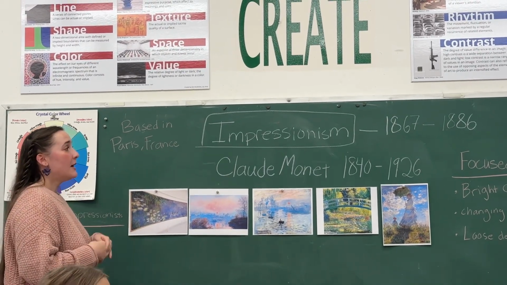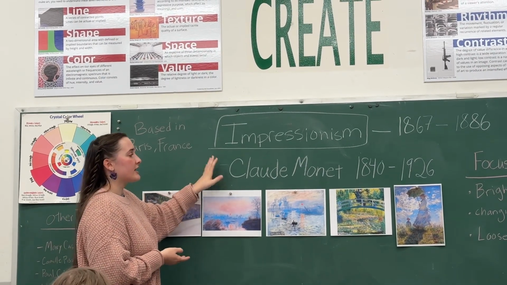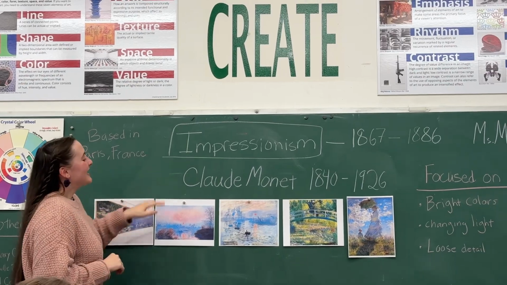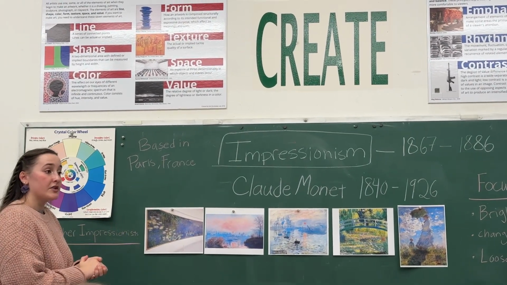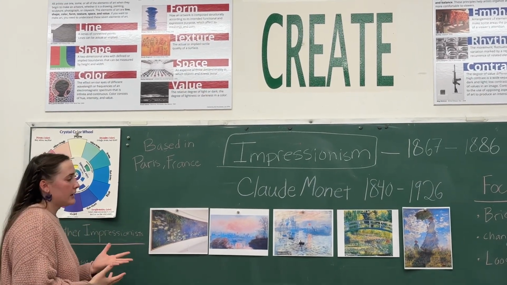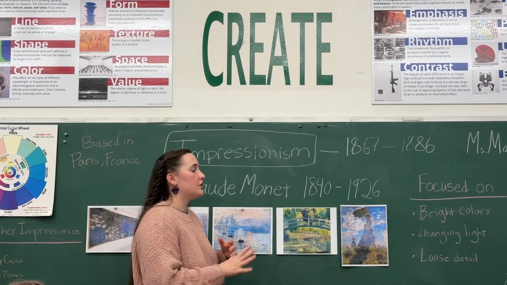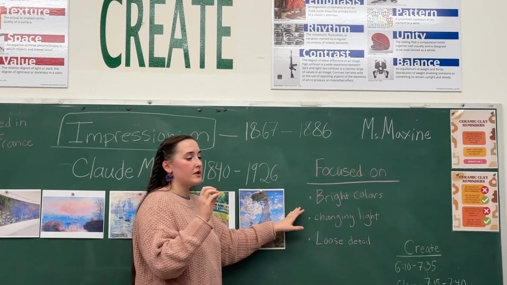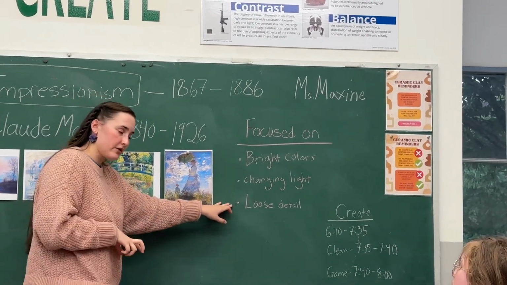It happens. But we are talking about a period today called Impressionism. And we're talking specifically about an artist named Claude Monet. Hello! So, Monet took a lot of inspiration from the bright colors of his garden, of landscapes, and a lot about lighting. All of these artists from the Impressionist period, you will notice with any of their art, they focused on bright colors, they focused on changing light a lot, and they focused on loose details.